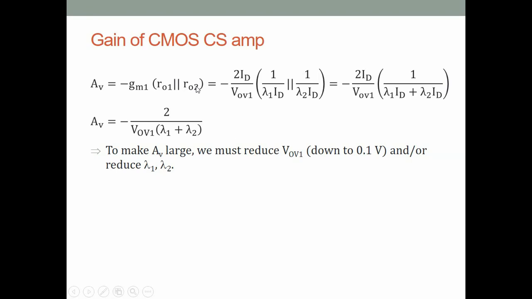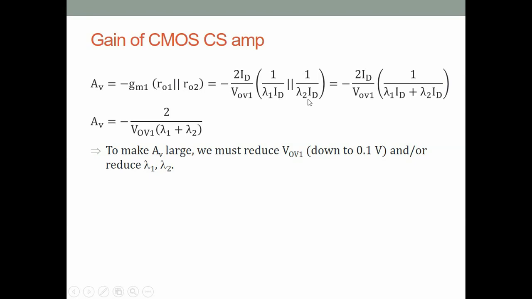Which is the same thing I'm saying in a different way, that whatever current may be flowing in this circuit, the voltage gain will remain the same. Of course, this is also true only for this set of equations, which assume that lambda is not a function of ID.